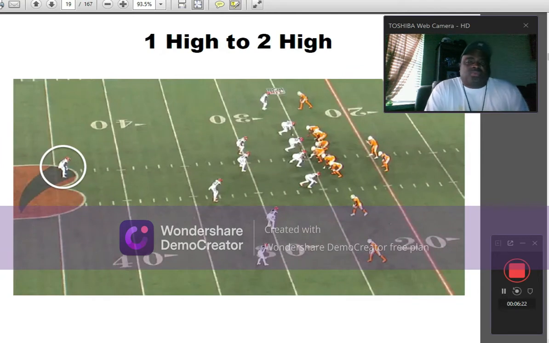Now, as you look at this, is it 1 high or 2 high? It looks like there are 2 safeties back there, but one is high. One is about 16, 17 yards from the line of scrimmage, and the other one is about 8 yards from the line of scrimmage. And look at the other defensive backs. So on your right side, you're looking at possibly man underneath and possibly a cover 3.